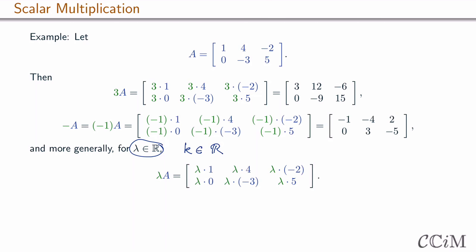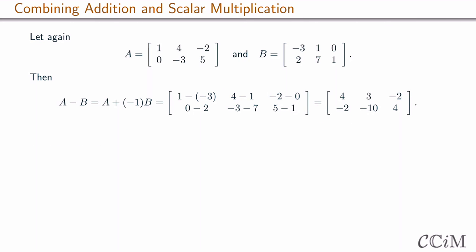If lambda is a real number, then lambda times A is given by multiplying each element of A with the number lambda. So lambda times 1, lambda times 0, lambda times 4, lambda times -3, and so forth. We can even combine addition and scalar multiplication of matrices. Let again A and B be the two matrices we started with. Then A minus B is the same as the matrix A plus -1 times B.